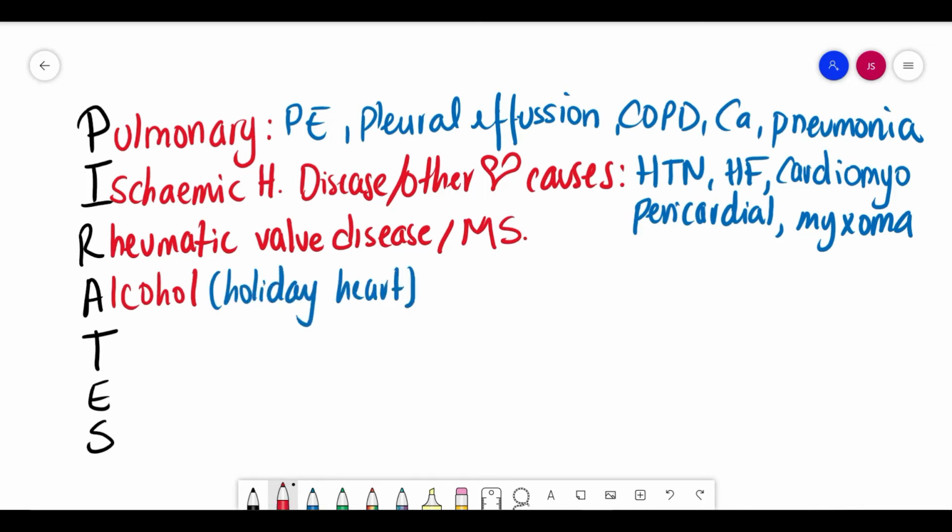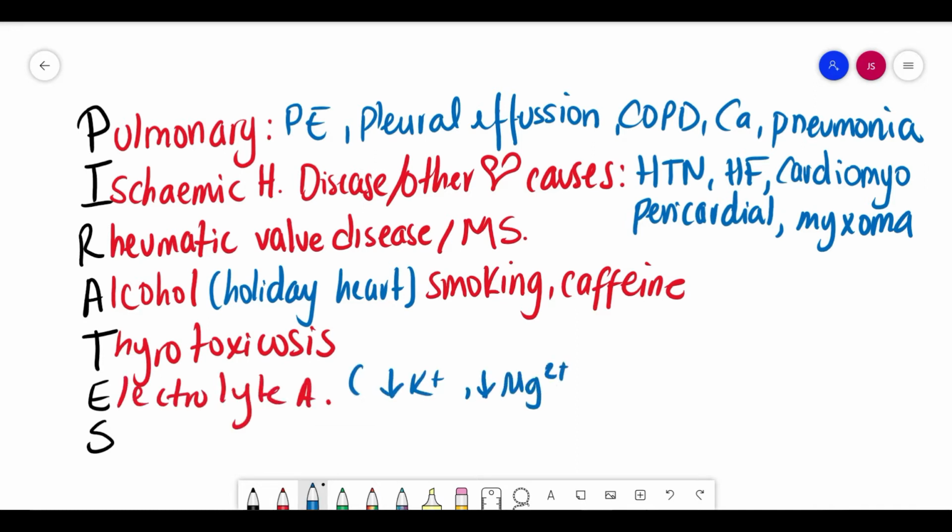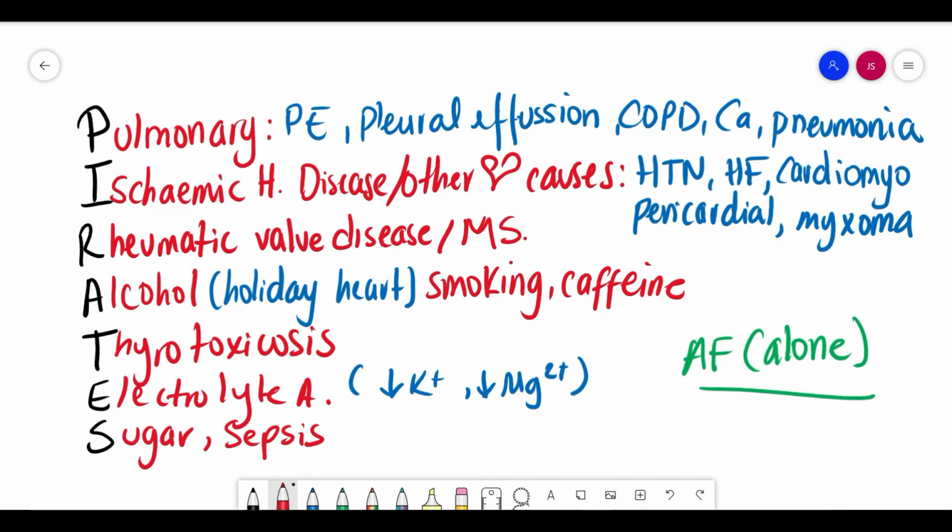Alcohol or holiday heart, smoking, caffeine, thyrotoxicosis. How about those electrolyte abnormalities? Hypokalemia, hypomagnesemia, diabetes, and sepsis. Now remember, if the AF is alone, then it's usually idiopathic, which means none of the above is present.